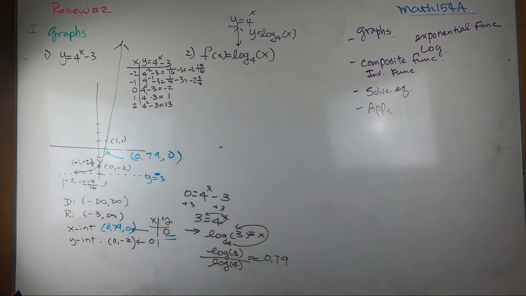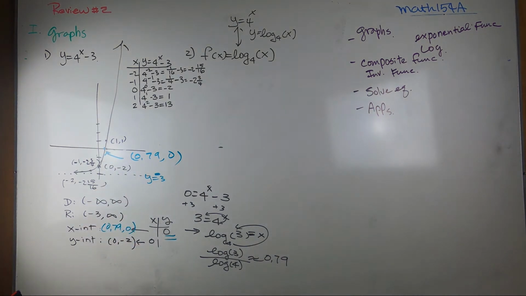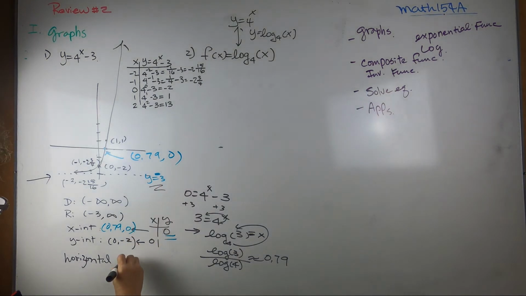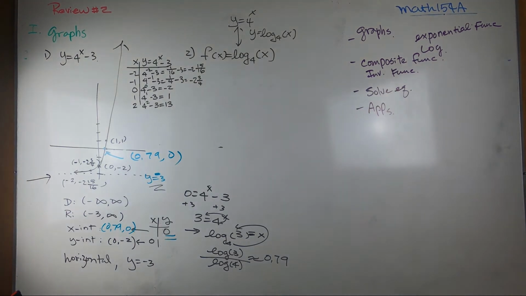So you need to know everything from chapter 10 before you can answer this question. For your x-intercept, then we will ask you what kind of asymptotes you have. It's here. So it's a horizontal asymptote, right? Then what's the equation? That's this guy: y equals -3. So you will have one of those questions on your exam too.